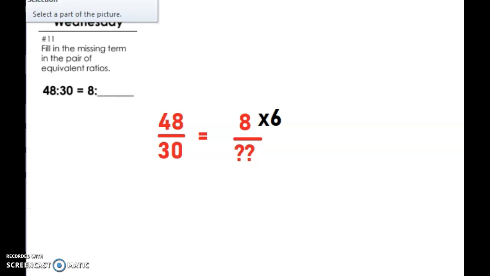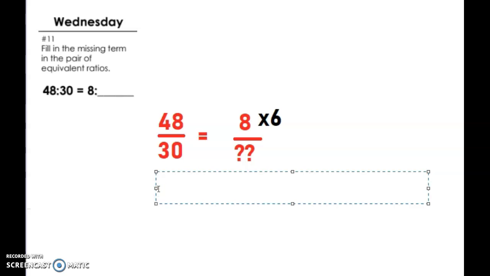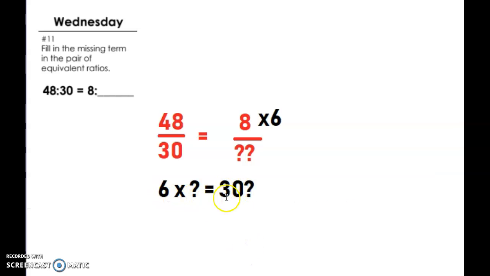Which means 48 divided by 6 equals 8. I don't know, I'm probably throwing you guys off right now. So whatever this number is, times 6 is going to equal 30. So 6 times what equals 30? That's one way you guys could do it. Let me write that out. 6 times what equals 30? And that's going to be 6 times 5, right? So that would be my answer.